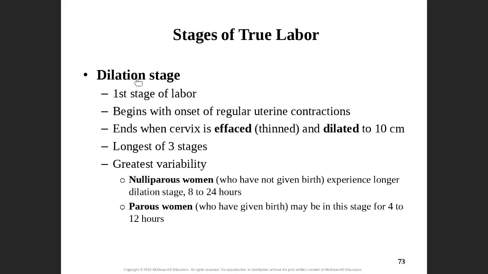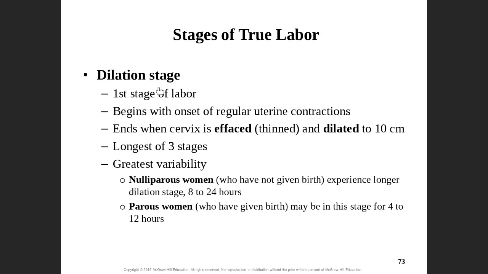So the first stage of labor, of 3, is the dilation stage. Baby's sitting up in mom's uterus, all nice and cozy. The passageway is nice and tight.